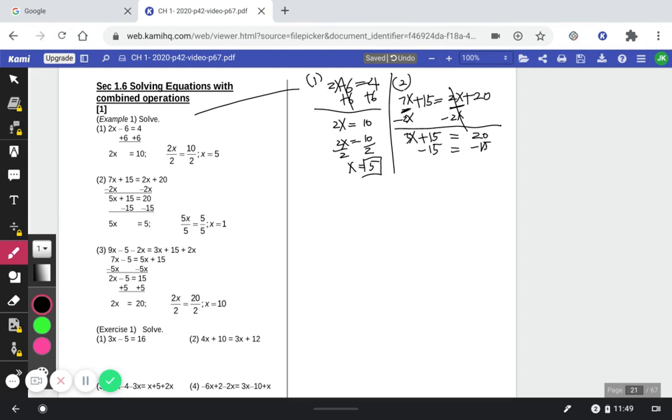Okay, I made a small boo-boo here. So you have to subtract 15 from both sides. Then 5x becomes 5. Write it one more time and divide both sides by 5. So x becomes 1.